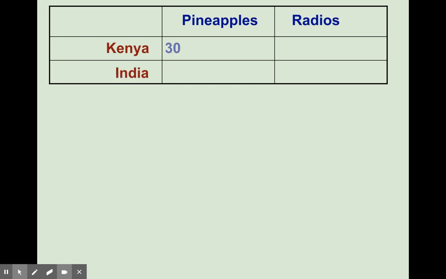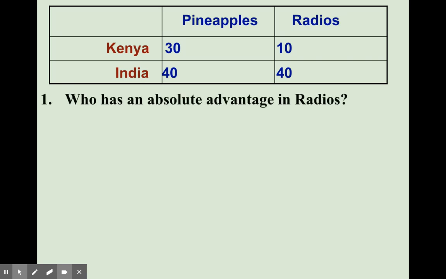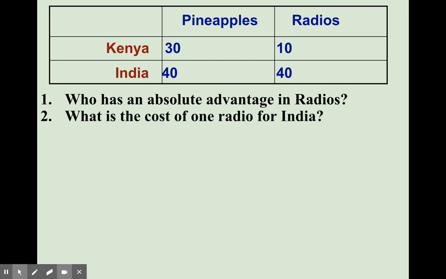So let's take a look at another example of pineapples and radios between Kenya and India. Remember, the products don't really matter, and when we use these, we use round numbers. So what you should do right now is make a chart based on these concepts. Who has an absolute advantage when it comes to radios? What is the cost of one radio for India?